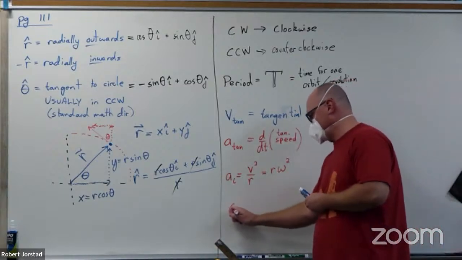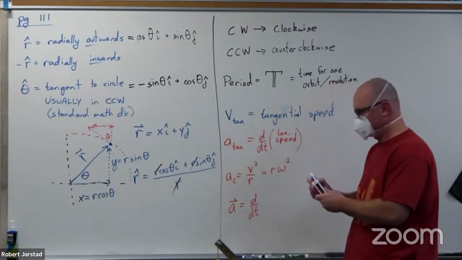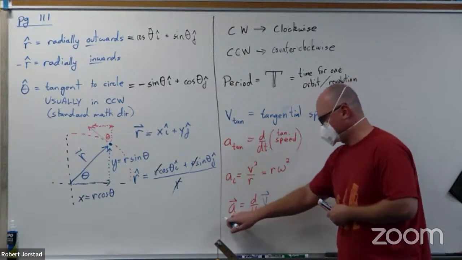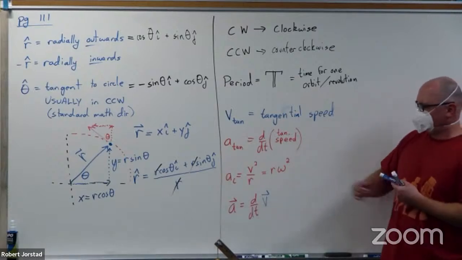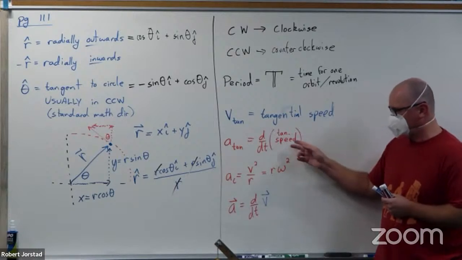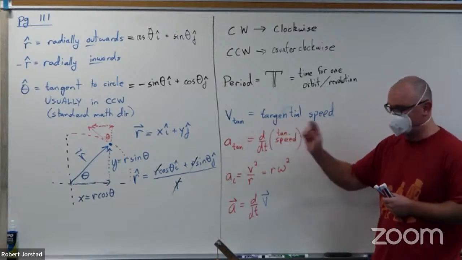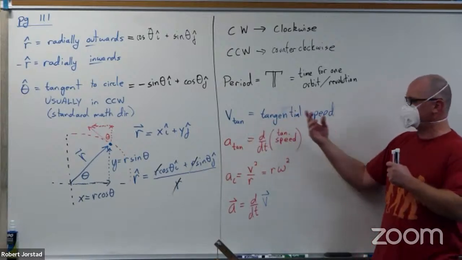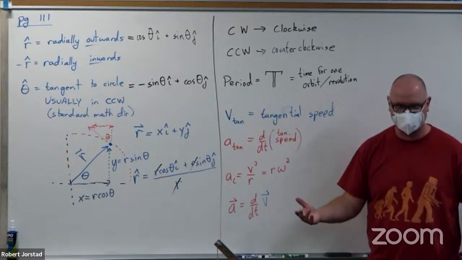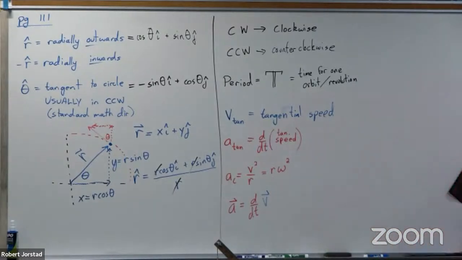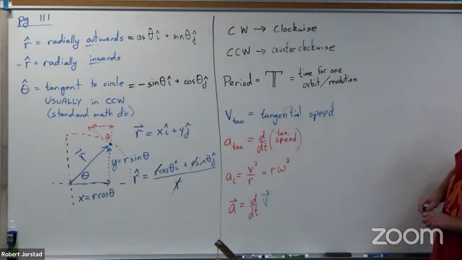So in this case, remember the following. A is equal to the derivative of v. The acceleration vector is the derivative of the velocity. A tan is the derivative of the speed only. If you have a changing speed, then there's some component tangent to the circle. Your velocity is always tangent to the circle. So if you're changing your speed, you must have an acceleration tangent to the circle. So far, so good? All right. Doing all right here.